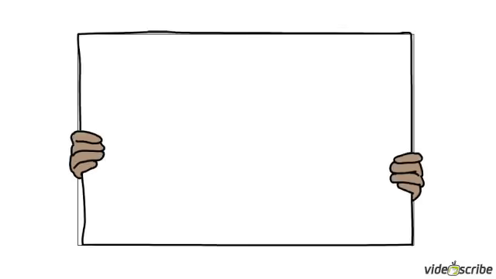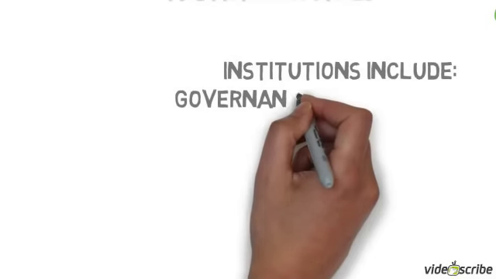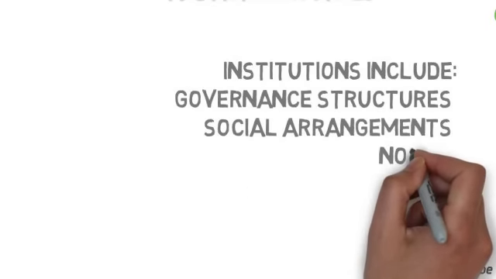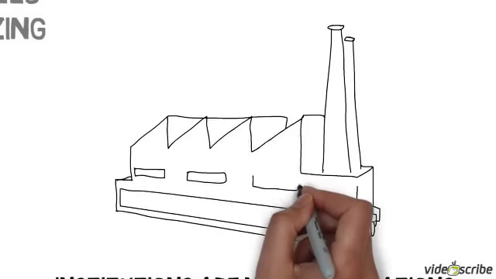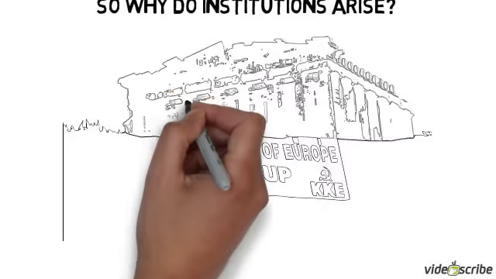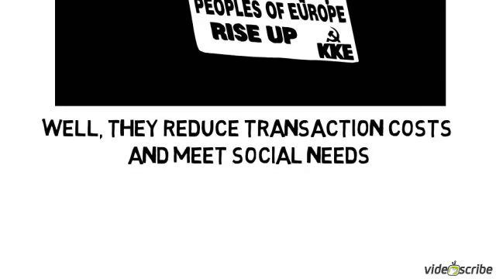Institutions are the basic building blocks of social, political, and organizational life. They shape behavior, perception, and choices. Institutions include governance structures, social arrangements, norms, rules, and ways of thinking and organizing. Institutions are not organizations. So, why do institutions arise? Well, they reduce transaction costs and meet social needs.